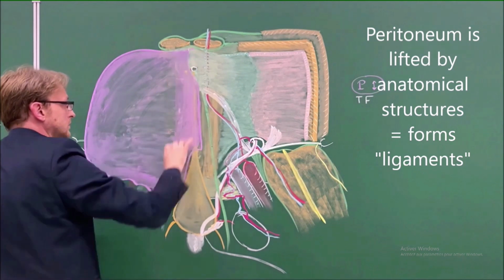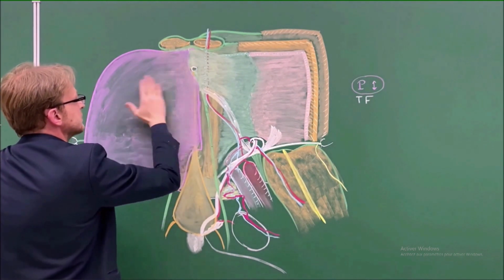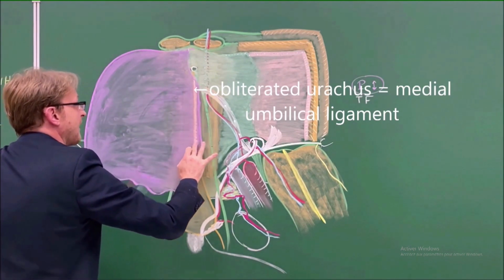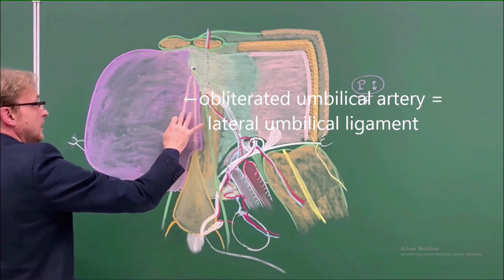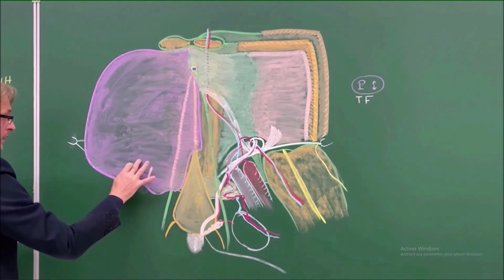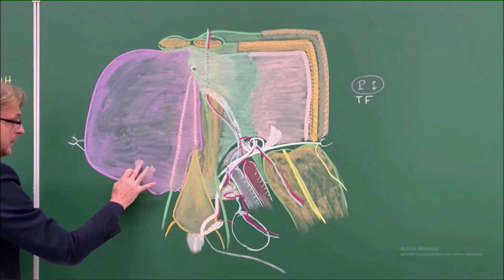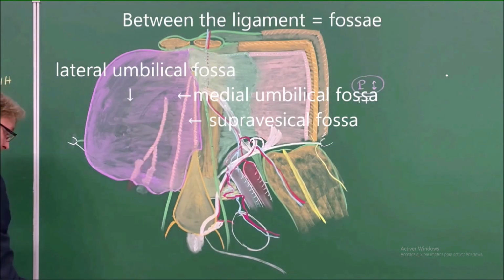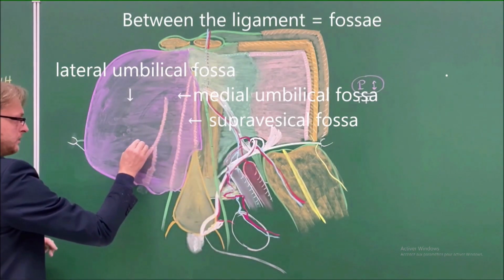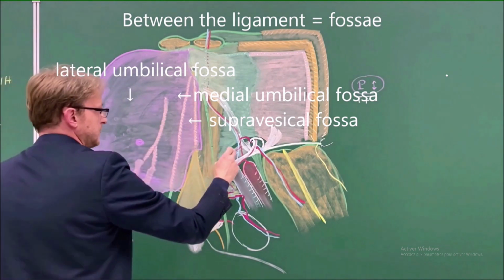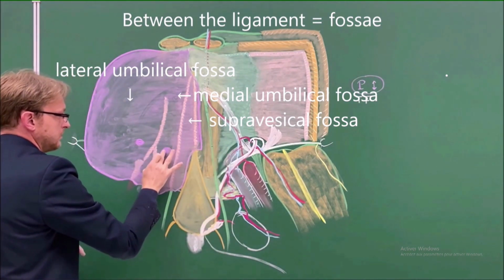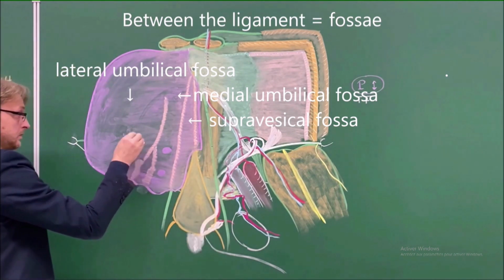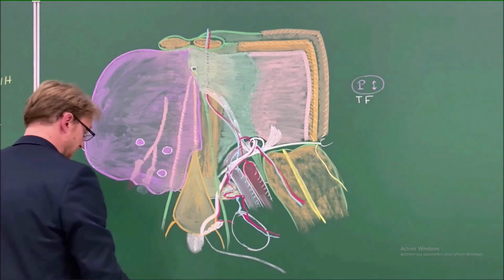One medial ligament is formed by the obliterated urachus. It is the medial umbilical ligament. Just here, the lateral umbilical ligament coming from the obliterated umbilical artery. External vessels are here, and the epigastric vessels are forming the lateral umbilical ligaments. Between all these ligaments, we can find some fossae. Here is the supravesical fossa, medial umbilical fossa, and lateral umbilical fossa with the external hernia, internal hernia, femoral hernias, just here in the fossae.